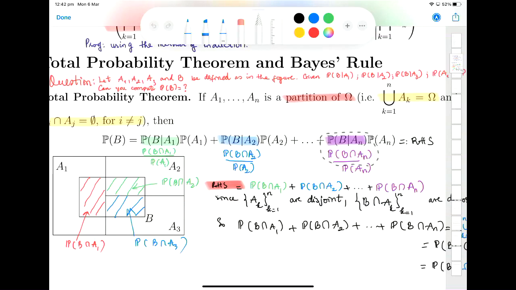To prove this equality in general, you can take the right-hand side. So put the right-hand side as the whole of this one. Then using the definition of conditional probability, you can see here the green term. The green term is the probability of B intersect A1 divided by the probability of A1. So now here you can cancel out this one.